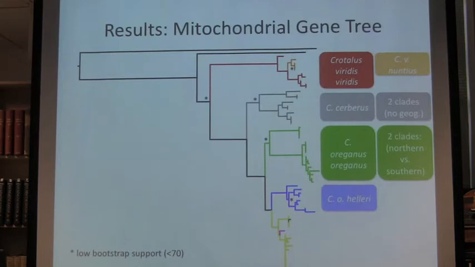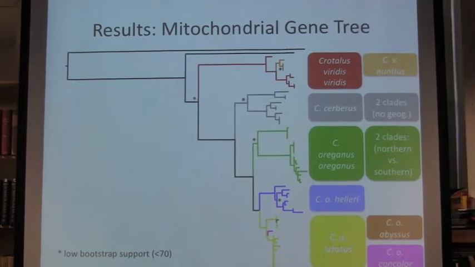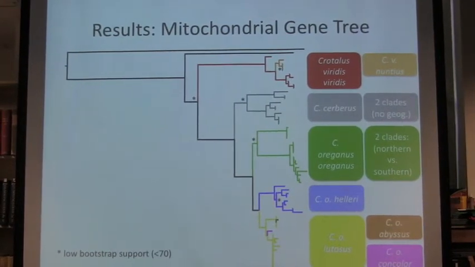Next, I found Crotalus organus helleri, sister to, that's hard to see, sorry, Crotalus organus lutosus, and this lutosus clade contained both Crotalus organus abyssus and concolor, though I only had one individual of each of these subspecies represented in this study. So largely concordant with previous mitochondrial studies, except because of my sampling, I was able to detect deeper structure in cerberus and organus, gray and green.